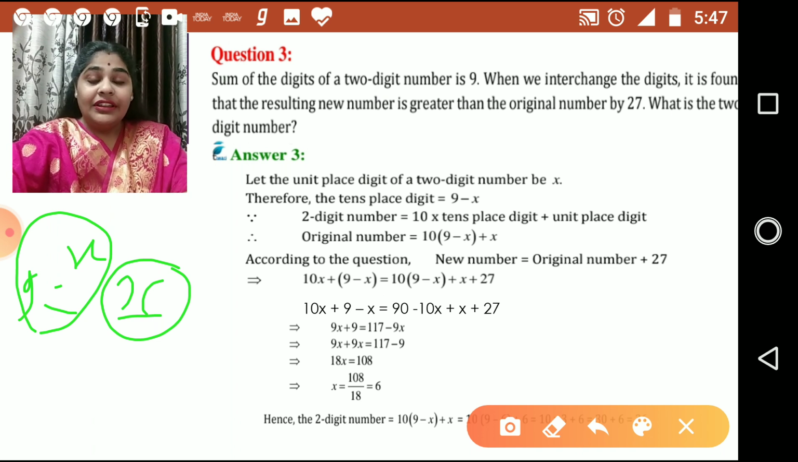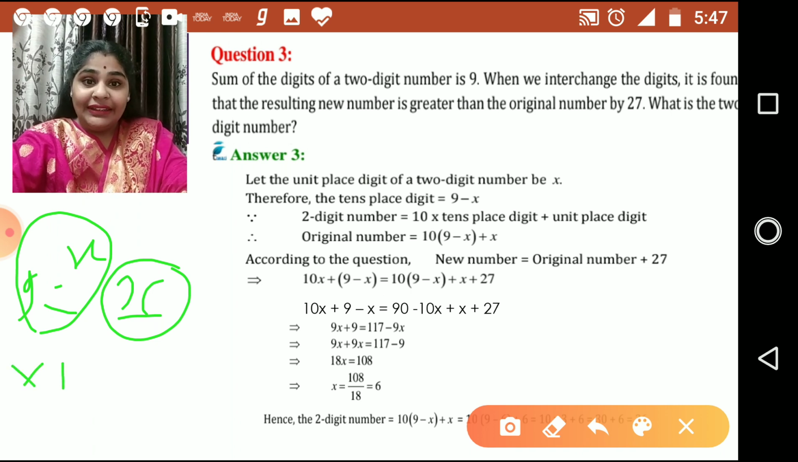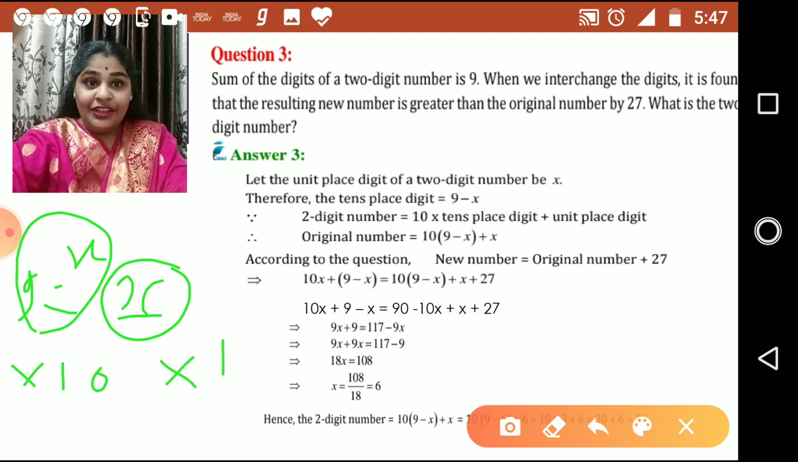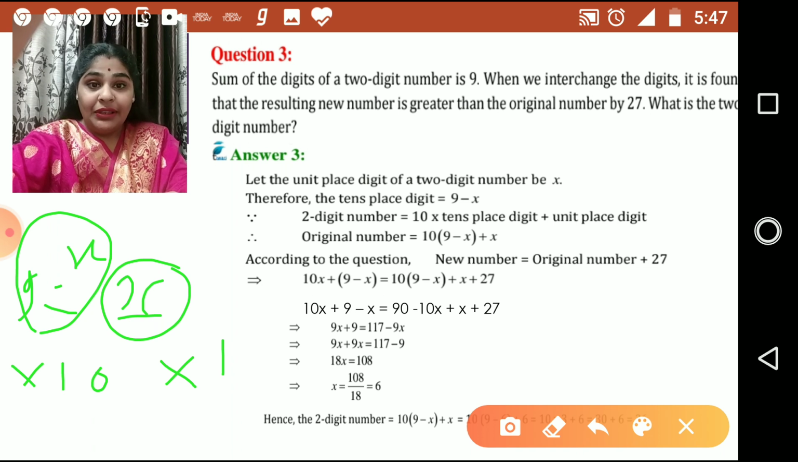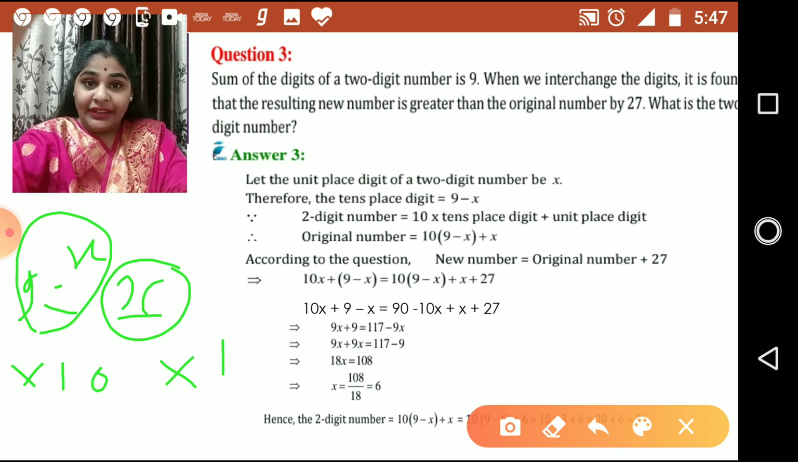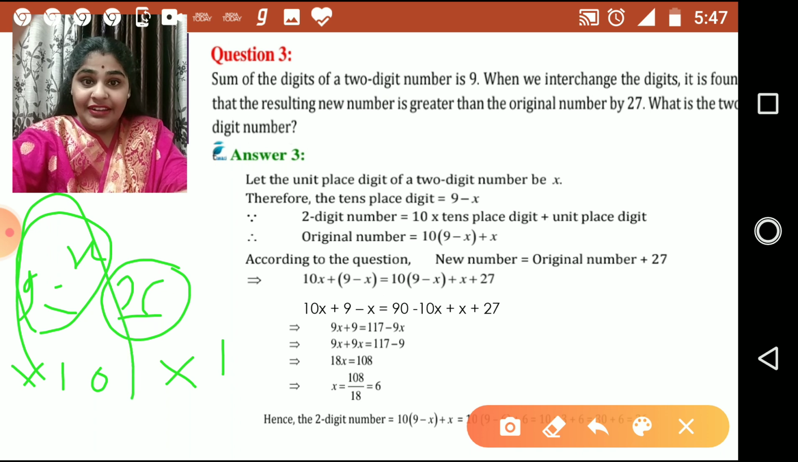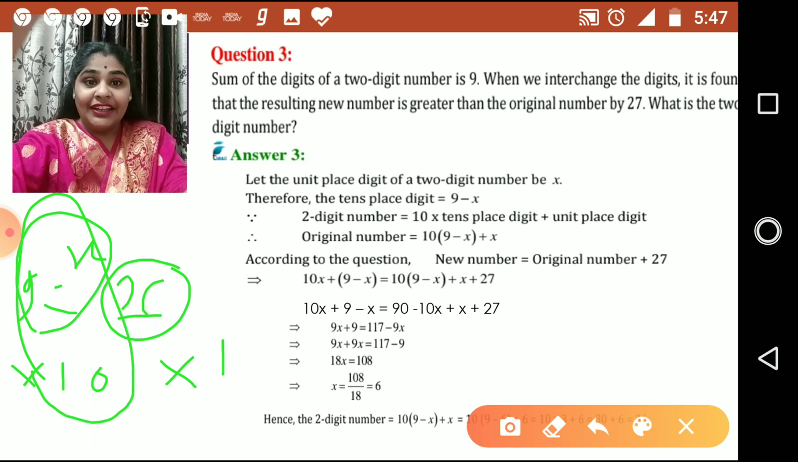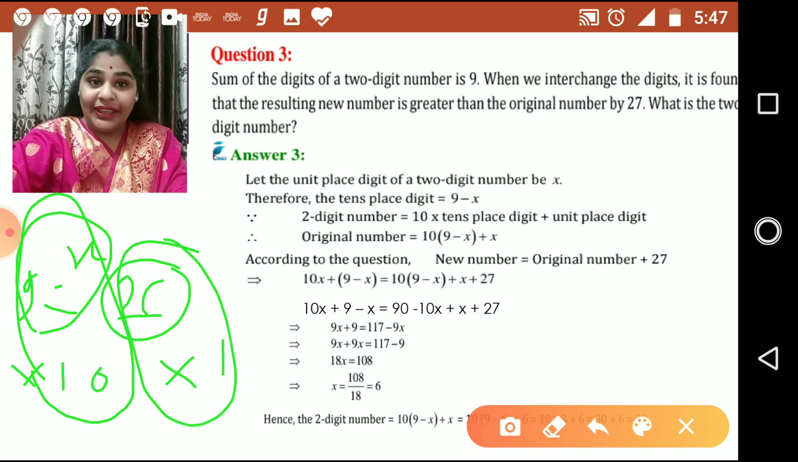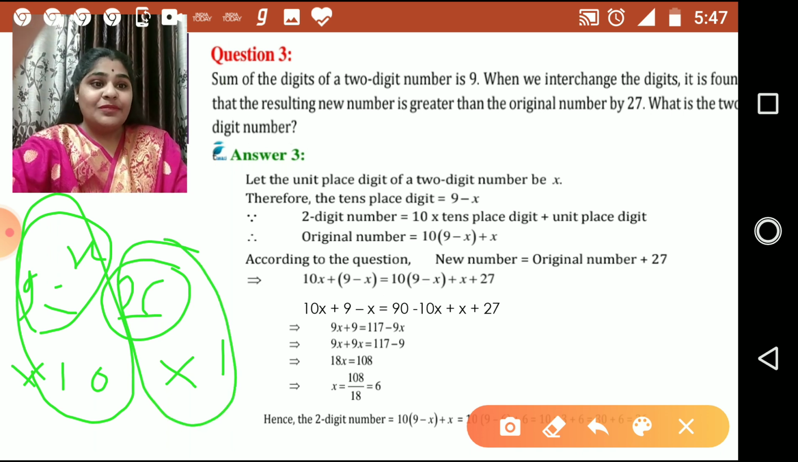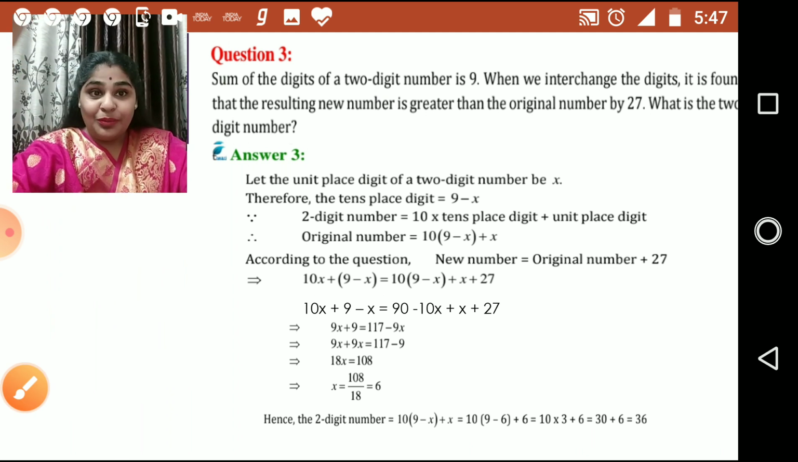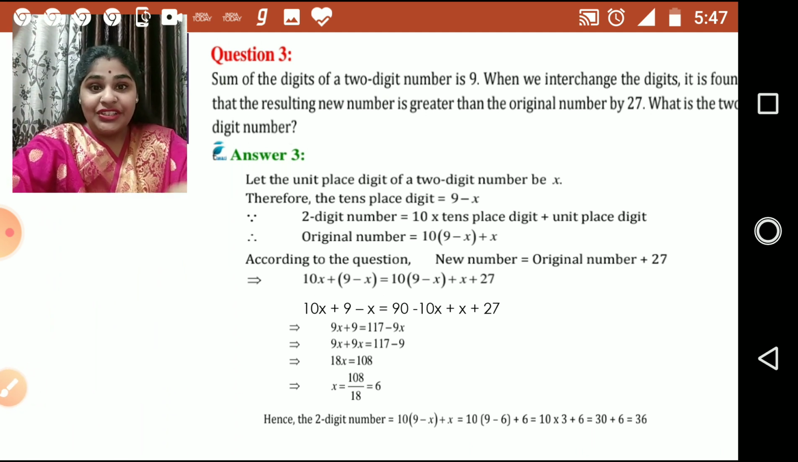Now these are only the digits, not the value. When we write the value, the tens place is multiplied by 10 and the ones place is multiplied by 1, right? So the 2-digit number will be 10 into 9 minus x, plus x into 1, that is x. So now let us begin. I hope you understood how to take the 2-digit number, right?